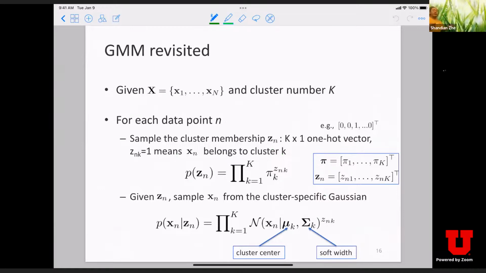Then let us look at how we instantiate the EM algorithm in the Gaussian mixture model. This is our Gaussian mixture model. Just a quick review: for every data point, to sample it, we first sample the cluster membership Zn, which is a K by one one-hot vector. Then we have a prior over this Zn, which is a categorical distribution. And given Zn, we sample Xn according to the cluster-specific Gaussian.